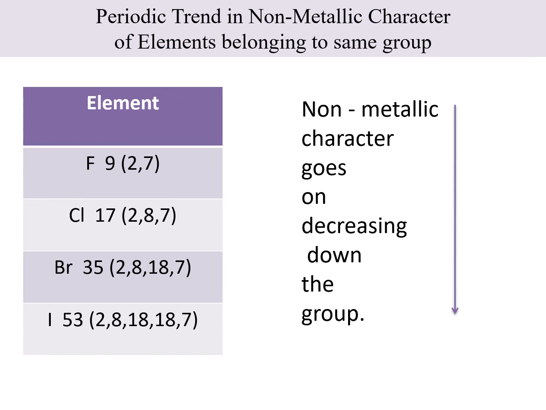Lastly, let us see the periodic trend in the non-metallic character of elements belonging to the same group. Here we have taken the halogen group, or group 17 of the periodic table, that is fluorine, chlorine, bromine and iodine. As we move down the group, the number of electrons in the valence shell remains the same, but the number of shells goes on adding up. Accordingly, fluorine has only 2, chlorine has 3, bromine 4 and iodine 5 shells.